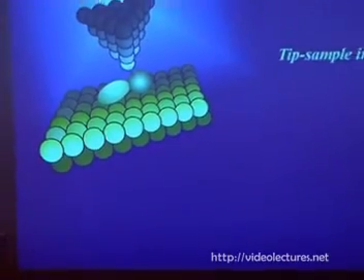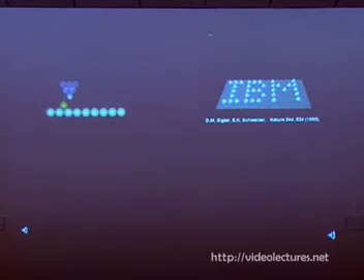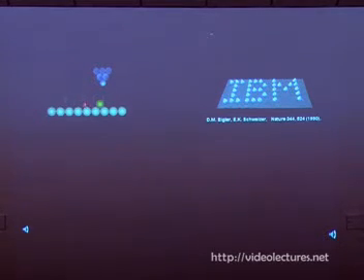There are 4 basic manipulation modes. The first one is known as lateral manipulation. In this case, we approach the tip close to the atoms, and we laterally move the tip across the surface. And the atom or the molecule follows the tip in this continuous manner, as you see here, with some type of these kinds of shapes. And this was first introduced by Don Eigler from IBM by writing the IBM logo.